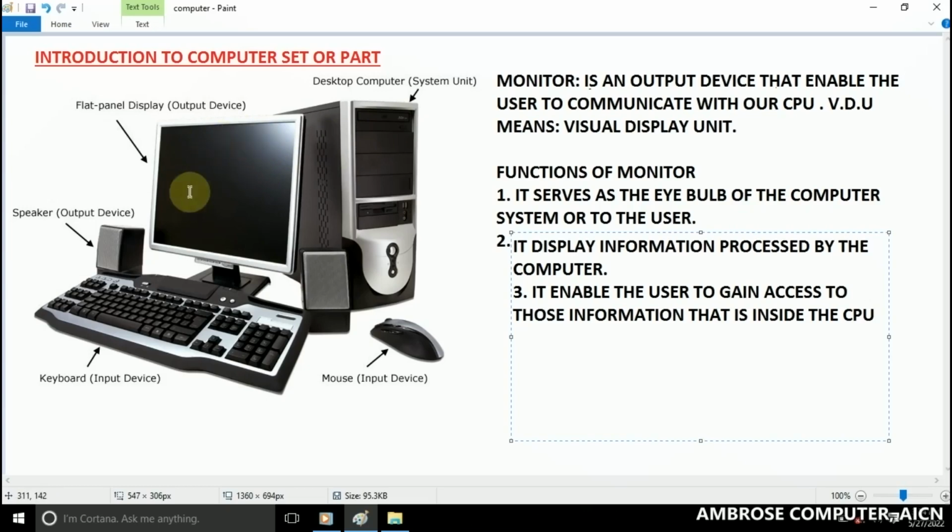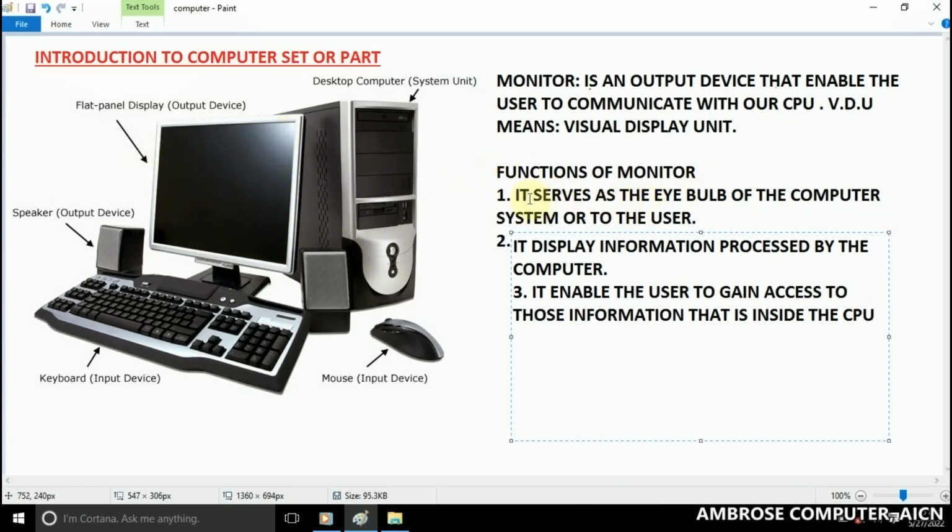All the information that is processed in our computer system does not reside here. This one just helps us to monitor every single thing that is going on in our CPU. Okay, so that is one of the major functions of our monitor. Please take note.